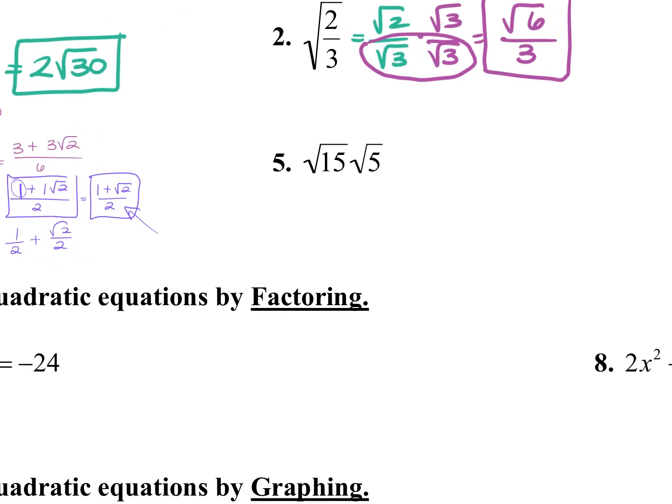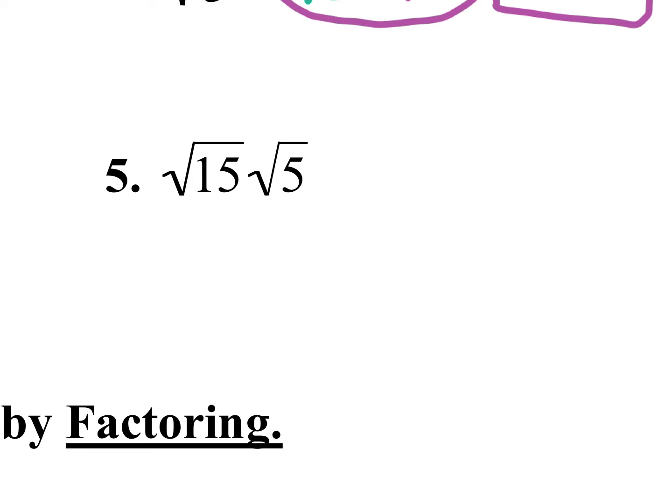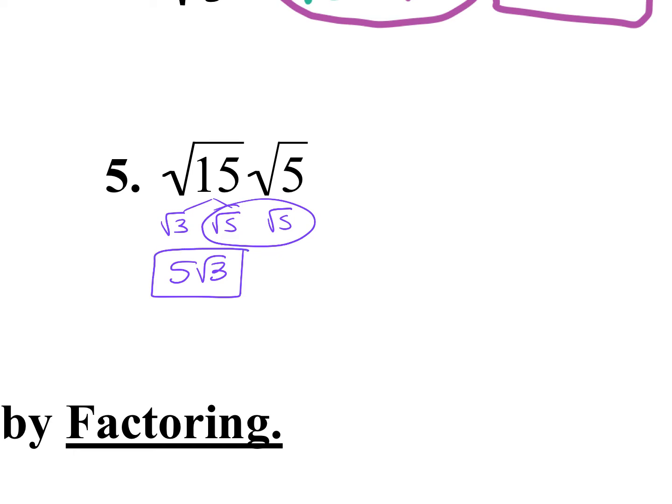Okay, number 5. Let's see. Lauren, what would you do here? You could break down the 15. What would you break it down to? Okay, so if you broke down the 15, 3 and 5 times rad 5, what is rad 5 times rad 5? 5, okay? So this would be 5 rad 3. That's actually not the way I would do it, but it's not wrong.